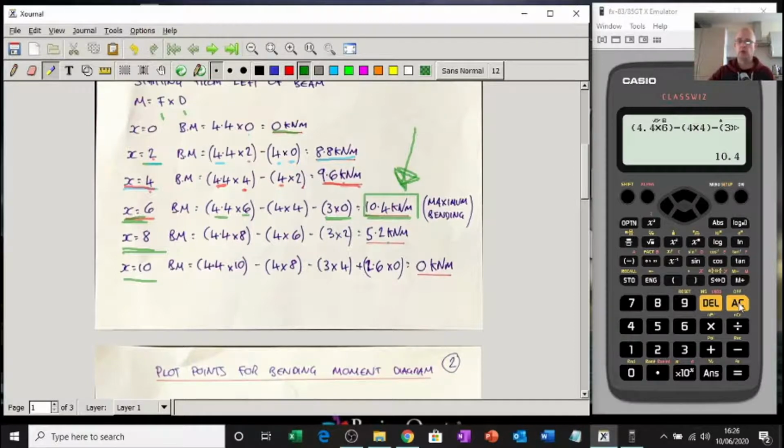So 4.4, we'll put that in, times by 8. I'm hoping it's going to come down now because we've reached the point of maximum bending. Times by 3 times by 2. Let's just put a bracket in there just in case, because you never know. 5.2 kilonewtons per meter. That's all good.